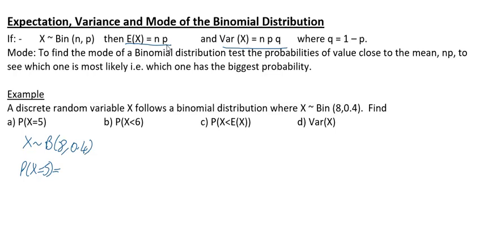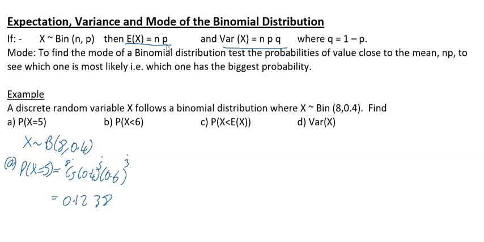You could do this using your PD function on your calculator, absolutely no reason why not, but I'm going to do it the long way. That's going to be 8C5 times 0.4 to the power of 5 times my q, which is 1 minus 0.4, so 0.6, to the power of 3. Remember, this number plus this number has to add up to the n. And file that into your calculator, you get 0.1238. Okay, that was my answer to part A.